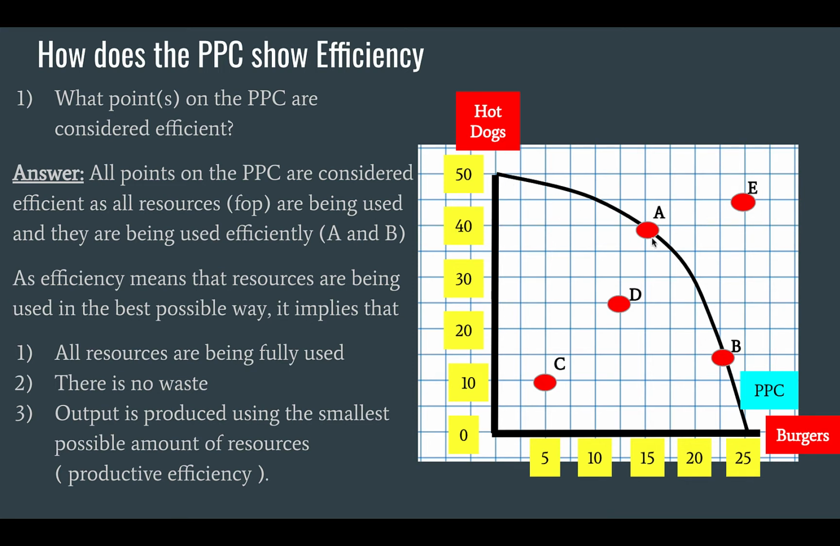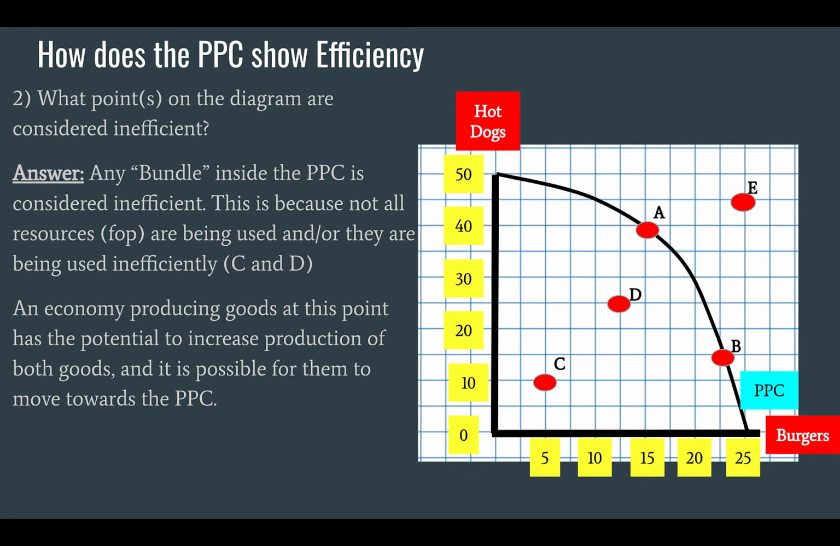Any bundle, I actually made the inverted commas with my fingers, you can't even see it, any bundle, which is a combination of hot dogs and hamburgers, any bundle of goods that is on this line is considered productive efficiency. All resources are being fully used. There is no waste in terms of manpower or resources. They're being used as efficiently as possible, okay? And output is produced using the smallest possible amount of resources. That's what we're saying productive efficiency is, for the moment at least. And that is represented by being on that PPC there. Okay, so any point on that PPC is considered efficient.